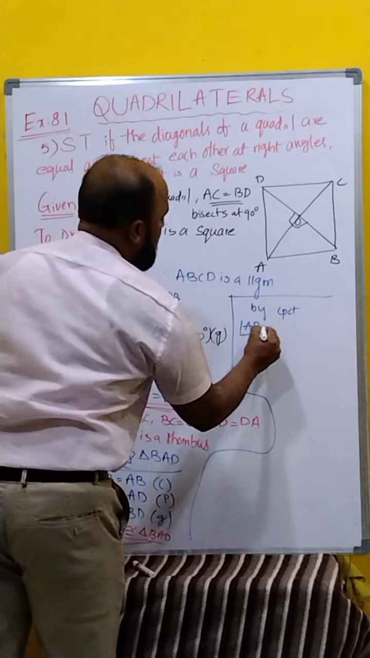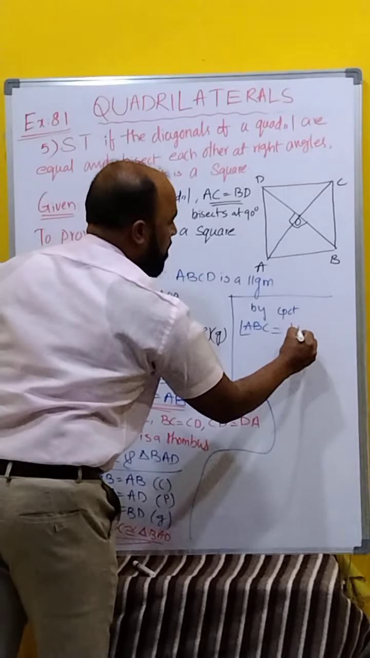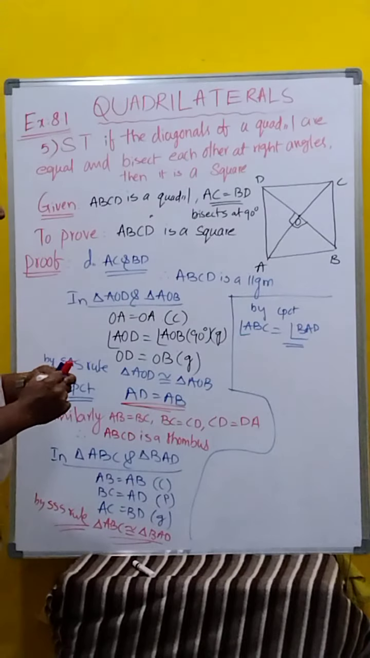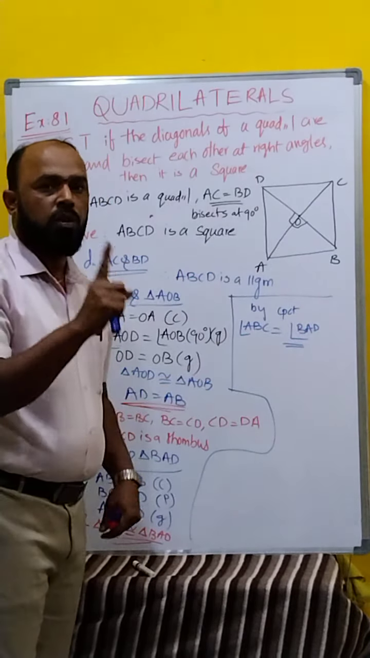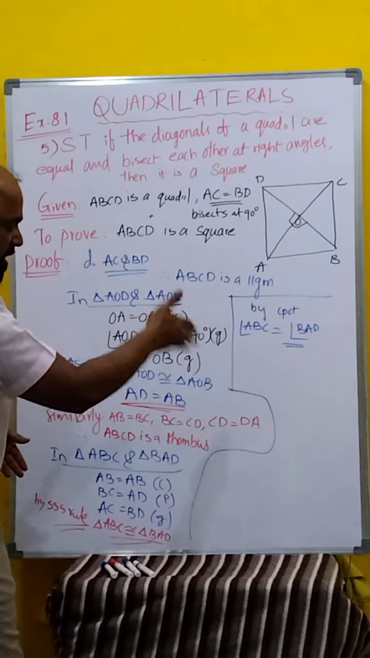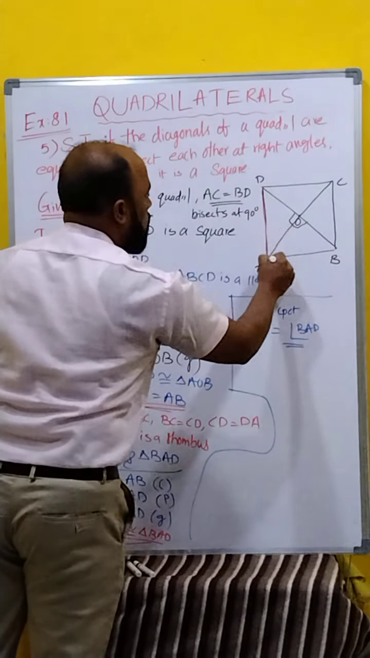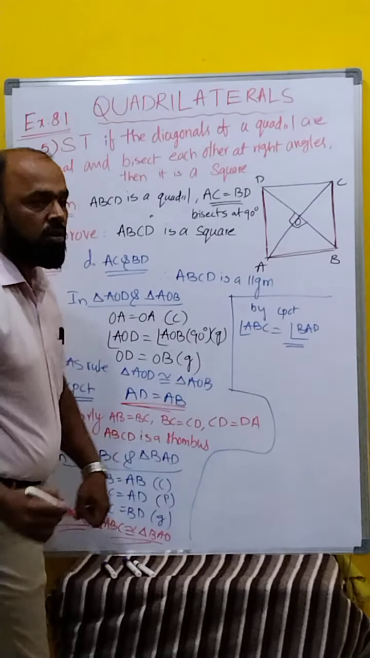angle ABC is equal to angle BAD. This is by CPCT. Now you have to prove it is 90 degrees. Here, in all the sums we are doing the same thing again. These two are parallel and this one is a transversal. Clear, children? Then the sum of these two is co-interior. The sum of co-interior angles is equal to 180.